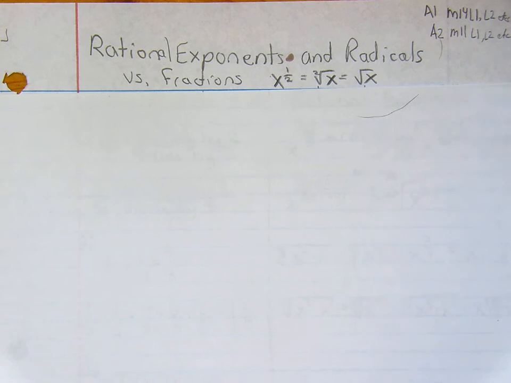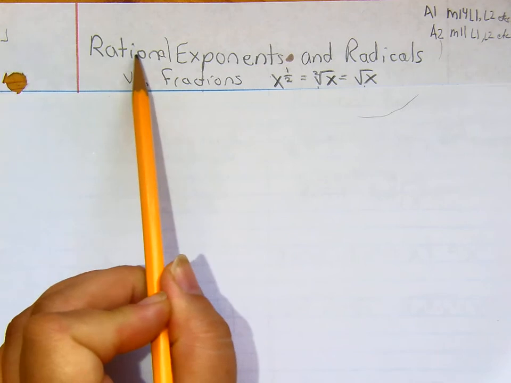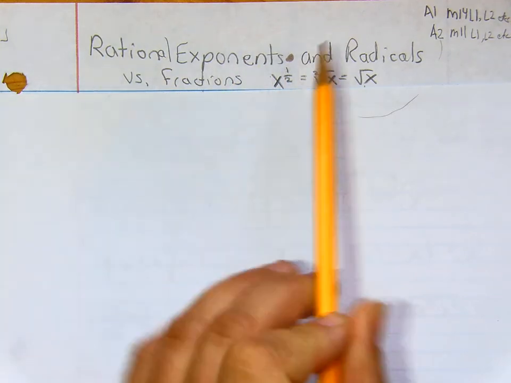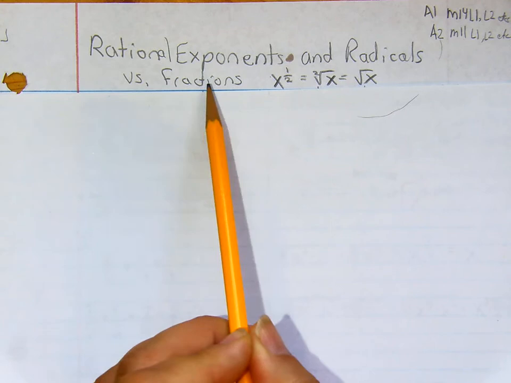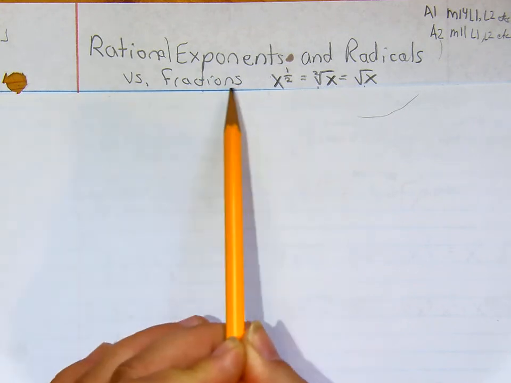Okay, so we are looking at our exponent section. We're continuing on with that. But we're going to be looking at what if we have rational exponents and dealing with our radicals and how those actually compare to working with regular fractions.